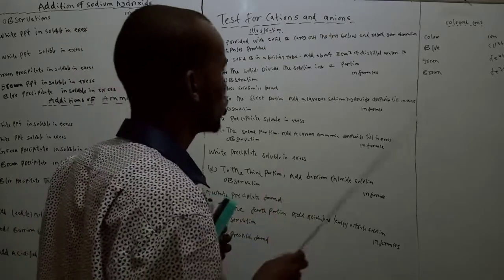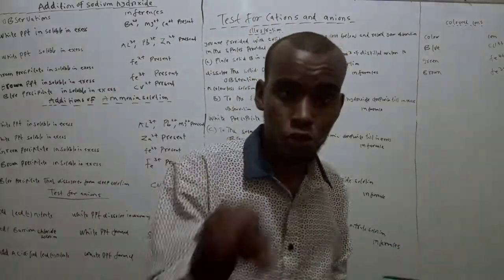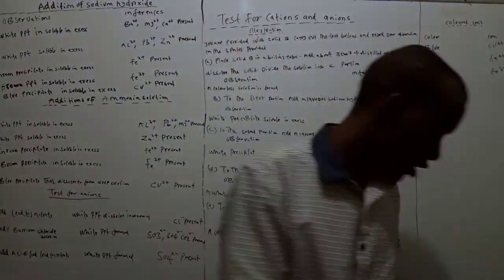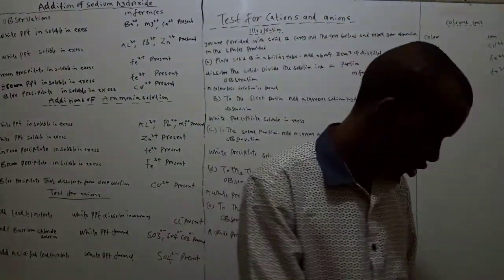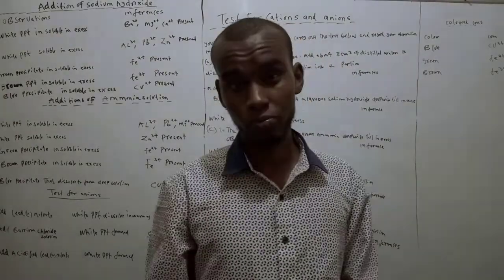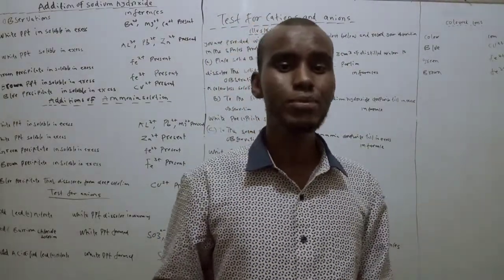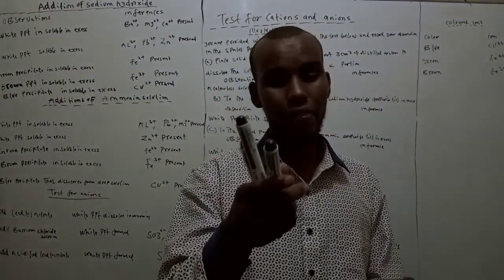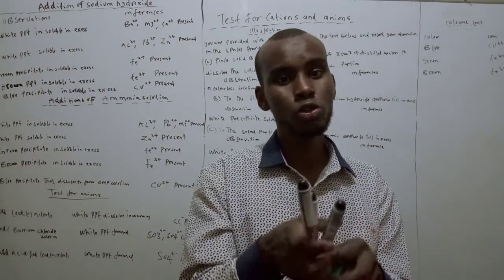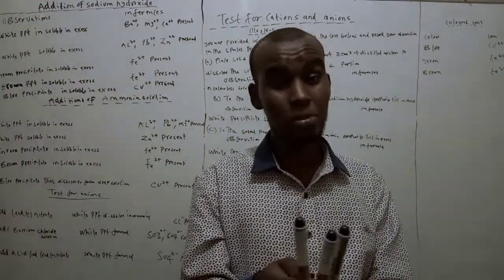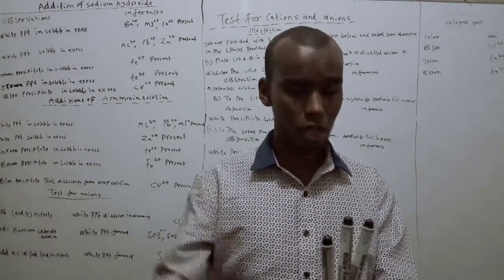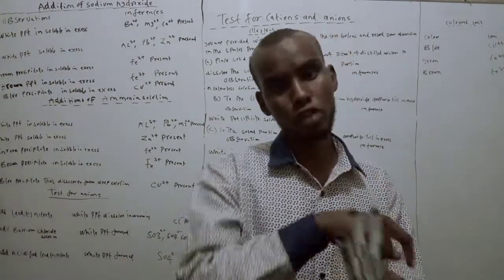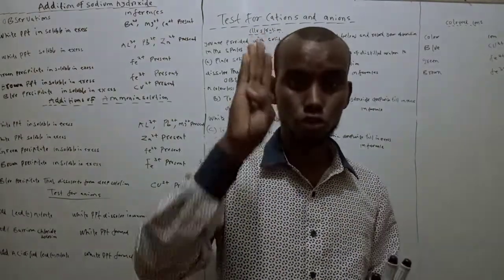Then divide the solution into 4 portions. So you dissolve the solid, and once you dissolve the solid, then you divide into 4 portions. It means you take 4 test tubes. Let me say these are my test tubes. That means now you divide the solution into equal portions, equal size. So you add to the first test tube, second test tube, third, and the fourth. You divide the solution into 4.